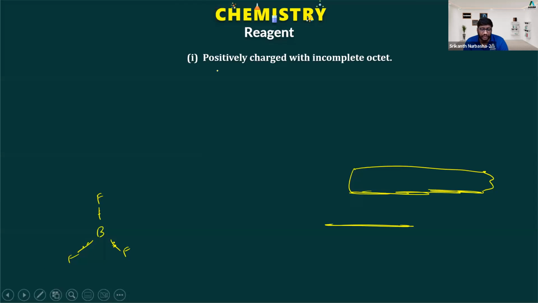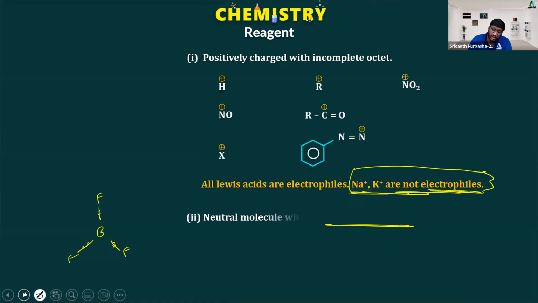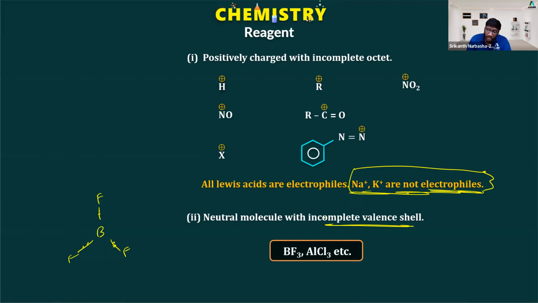Reagents are of two types: electrophiles and nucleophiles. Electrophiles are electron deficient species which have a tendency to accept electrons. The first type of species which can behave as electrophiles are positively charged species with an incomplete octet. And neutral molecules with an incomplete valence shell can also act as electrophiles. These are the two cases which we have already studied in the last class.